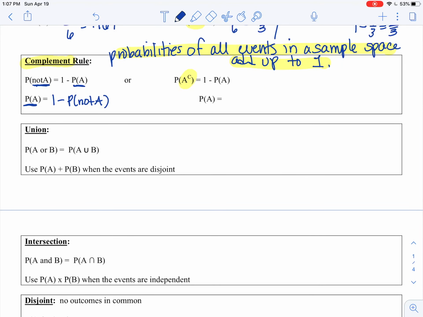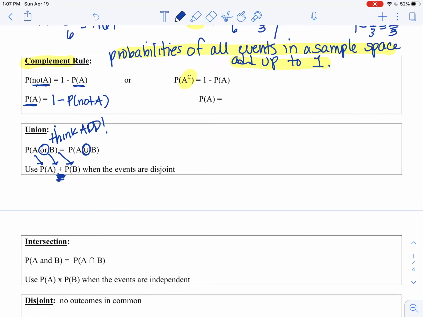So let's start with the word or. When you see the word or, I want you to think add, okay? So if it says probability of A or B, which sometimes, by the way, could also be represented as the letter U, I want you to think of that as the probability of A, or, again, think of it as add, the probability of B. Or means add.